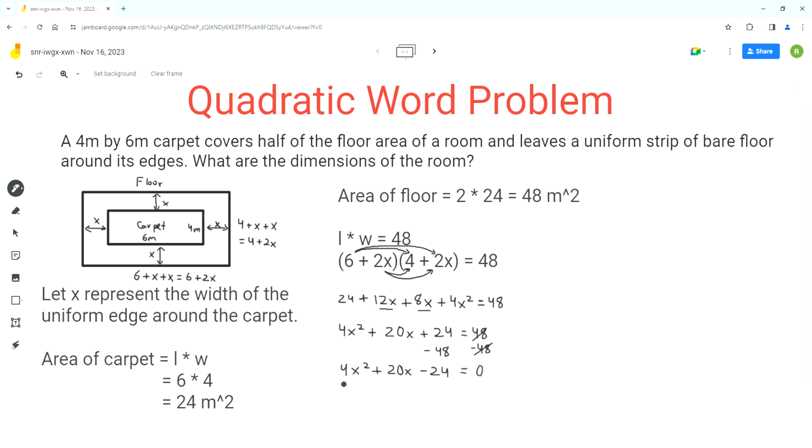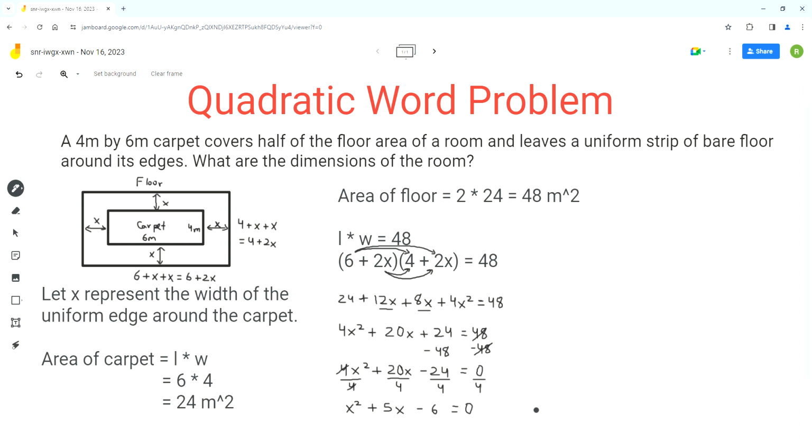Now here we can divide each term by 4 to reduce the numbers in this equation. We get x squared because the 4's cancel each other out. Then 20 divided by 4 is equal to 5. We get 5x minus 24 divided by 4 is 6. And on the other side we get a 0 because 0 divided by 4 is equal to 0.